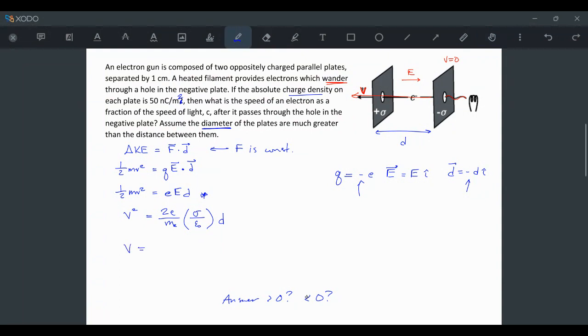So what we're left with is V equal to 2E, where E is the electron charge, divided by the electron mass, times sigma over epsilon naught times D, all square rooted. And this is in variable form, without actually solving anything explicitly. That's our answer. We're solving for a speed. Does it make sense if our answer is greater than 0 or less than 0? Well, of course, greater than 0. It's just a speed. There should be no numbers under the square root here that come out as negative. These are just standard checks you need to perform.